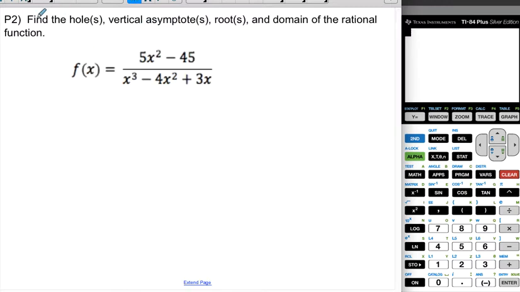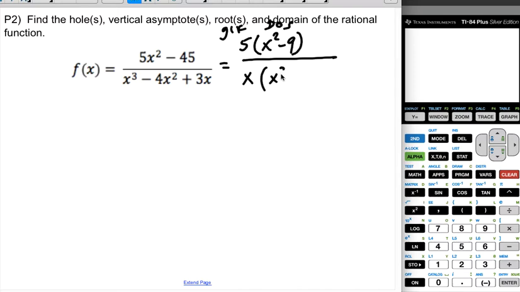All right, so we're going to find the holes and vertical asymptotes of this one, right? So go ahead and give it a try. Again, you need to fully factor. So I noticed that the top has a GCF of 5, leaving me with an x squared minus 9, which is a difference of squares, right? And the bottom has a GCF of x, leaving me with an x squared minus 4x plus 3.